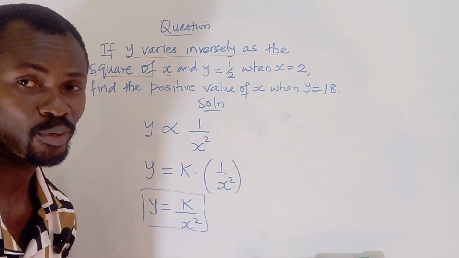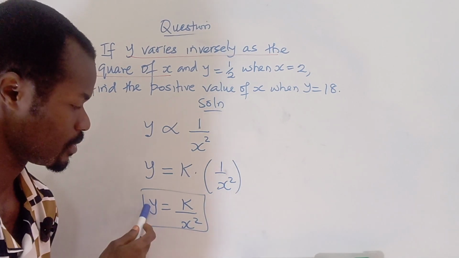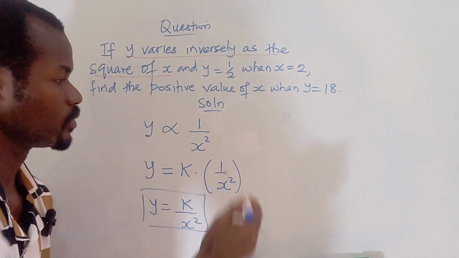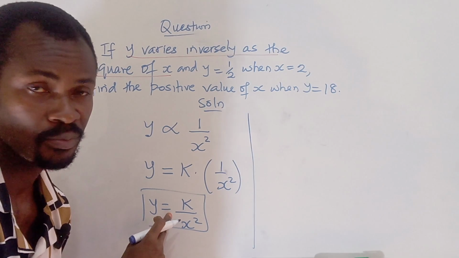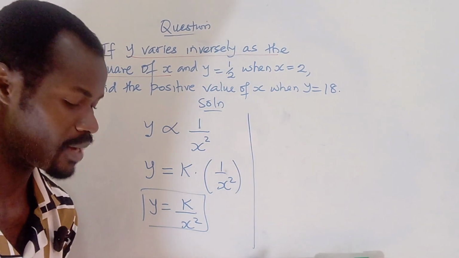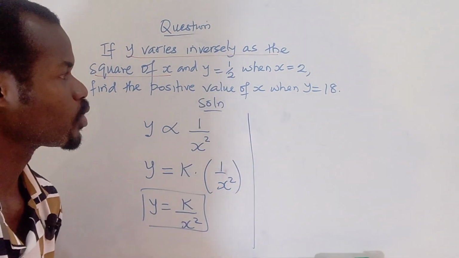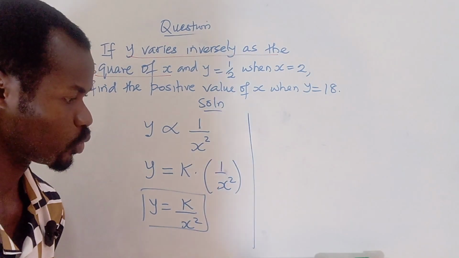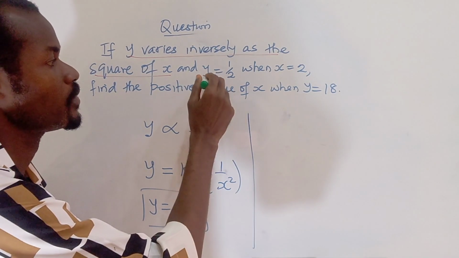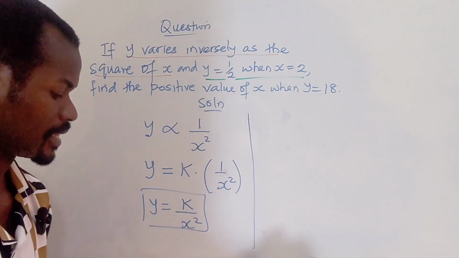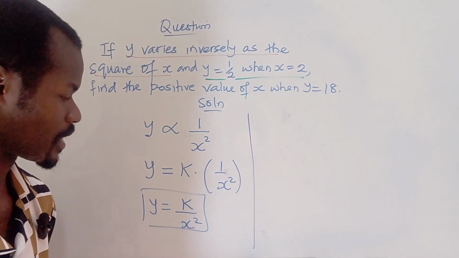So this equation is very important and useful. This is the equation connecting y and x. So we are going to solve for the value of k here and bring it back to this equation to enable us solve any other problem. So the question says y is equals to half when x is equals to 2. Most questions on proportionality will always give you something like this that enables you to find the value of k. So let's find the value of k.